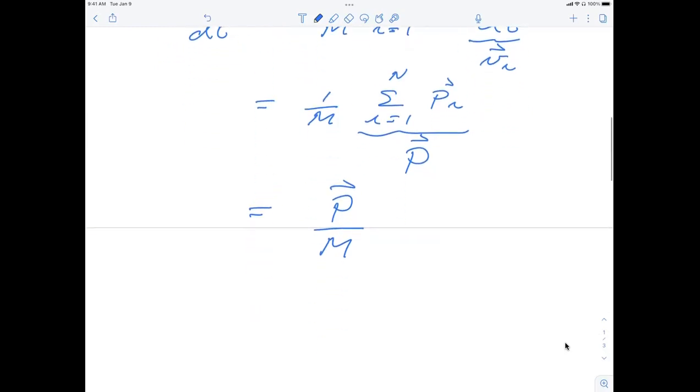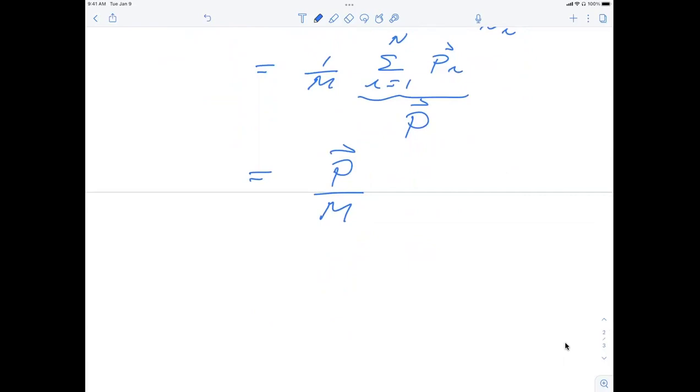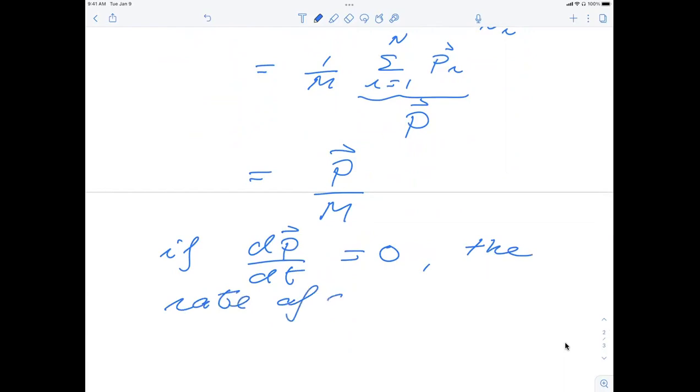So the thing which is important now, if the linear momentum is conserved, as we have seen, if dp/dt is equal to 0, so that means that the rate of change of the central mass position, the rate of change of r, which was just dr/dt, that's the way it changes with time, is a constant.